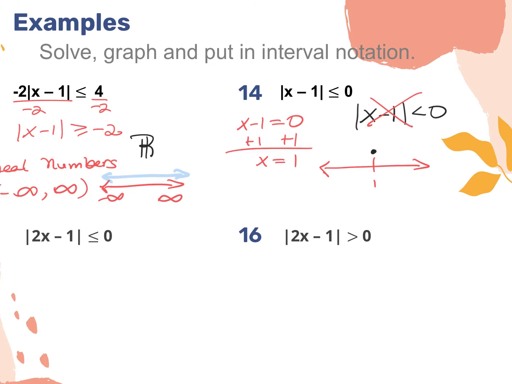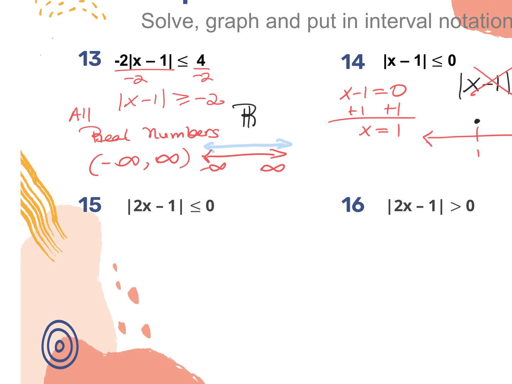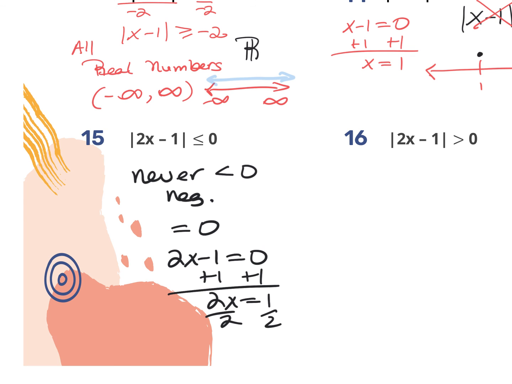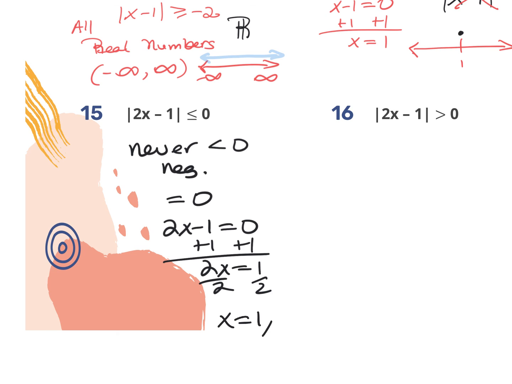And then for number 15, this time the symbol, again, it can never be less than 0 again. However, it could be equal to. So it would never be less than 0 because it can never be negative. However, it could be equal to 0, and that's what we're going to solve for. So here we would write 2x minus 1 equals 0, add 1, 2x equals 1, divide by 2, and x equals 1/2. And again, graphed, it's just a single closed circle on the 1/2.